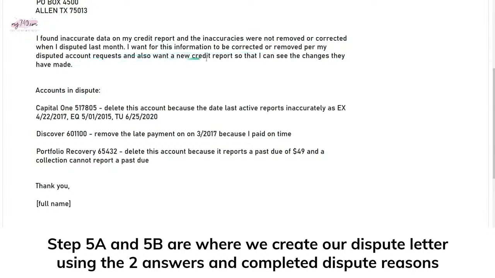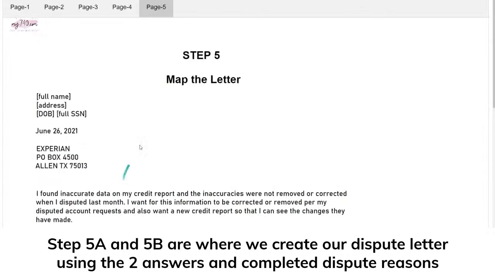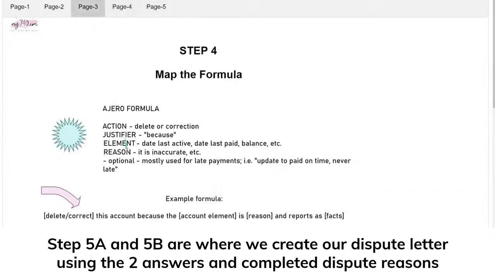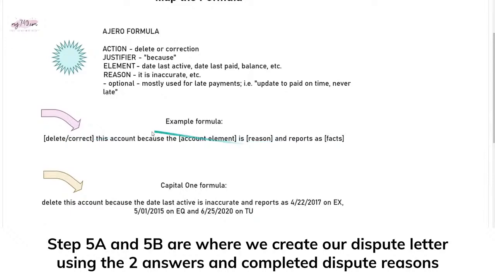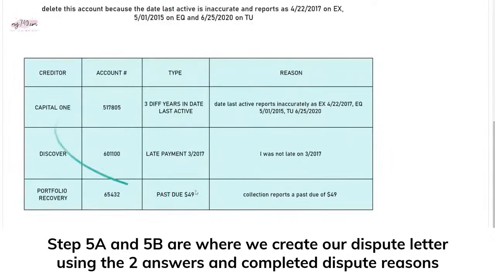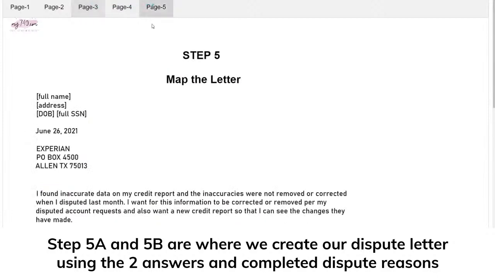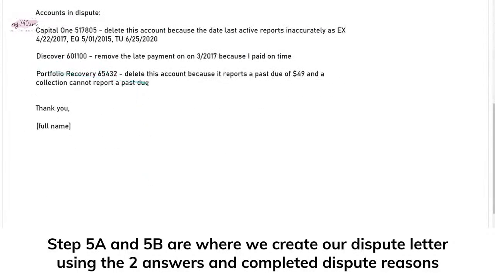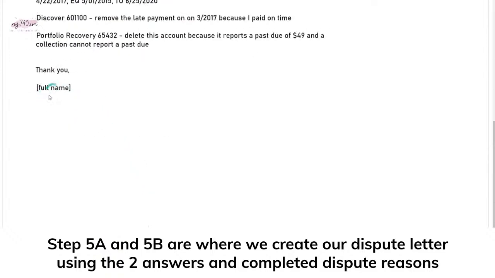That is it. You see, it says accounts in dispute, and now I have my three accounts: Capital One, Discover, Portfolio Recovery. And it's exactly using the Gerald formula. Delete this account because the date last active reports inaccurately as Experian, blah, blah, blah, Equifax, blah, blah, blah, TransUnion, blah, blah, blah. Discover, I paid on time on 3/2017. Portfolio Recovery, delete this account because this collection shows a past due of $49. So that's it. That is how you map the data. That is how you map the letter. And that is exactly how you can write any letter for any account to the credit bureaus.